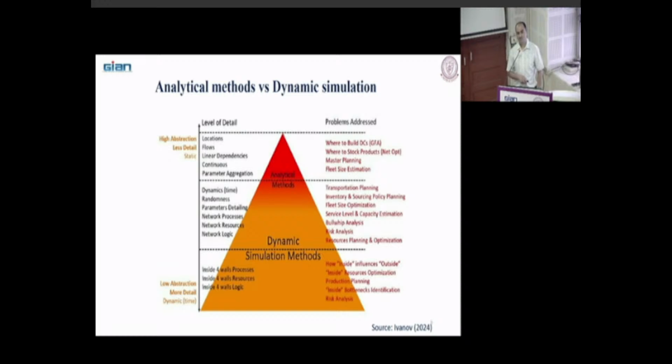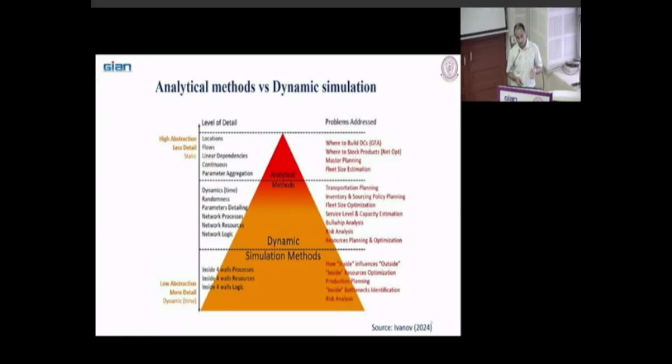Analytical methods versus dynamic simulation. There are three kinds of decision making we looked at in the first session: strategic level, tactical level, operational level. So what are the strategic level decision makings? Long term. Facility location allocation is basically a long-term decision. It needs a huge amount of investment, and the time period is like 5 to 10 years. Here you can see the abstraction, what details you need. Analytical models are good for long-term decision making like facility location, flows, where to build DCs, where to stock products. GFA means greenfield analysis.